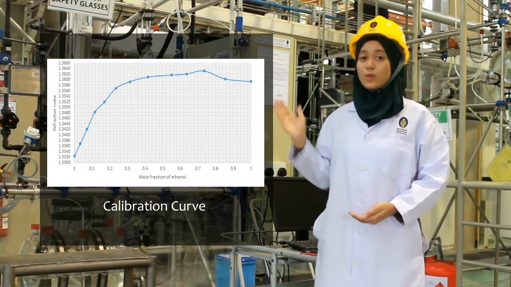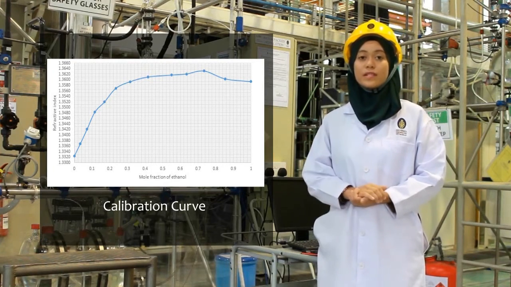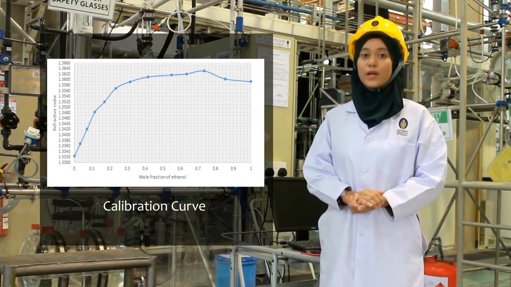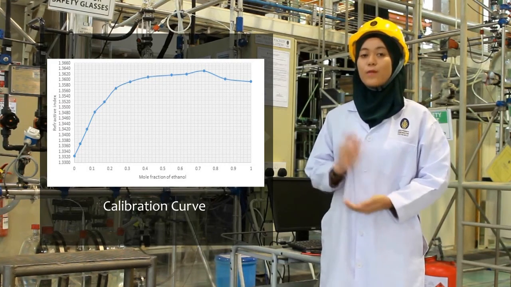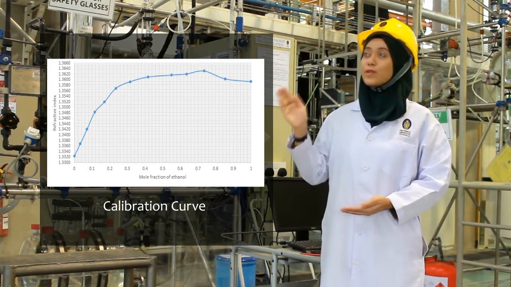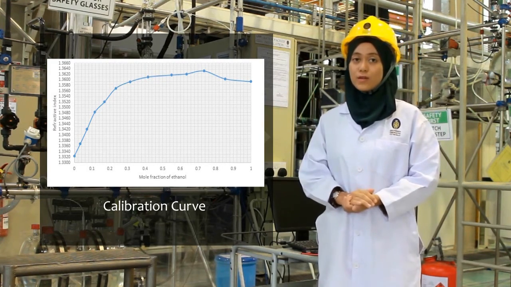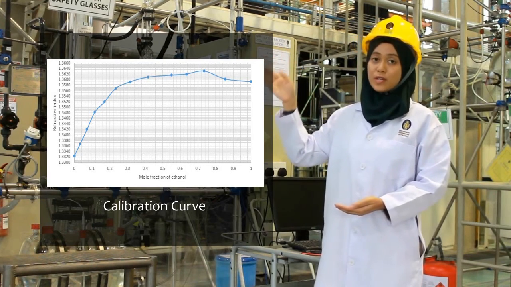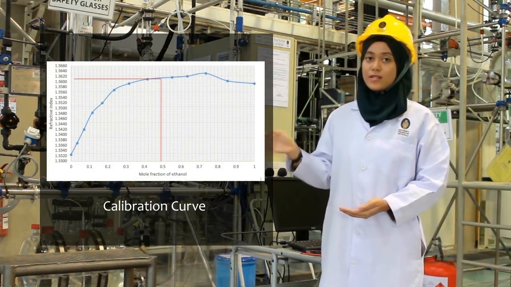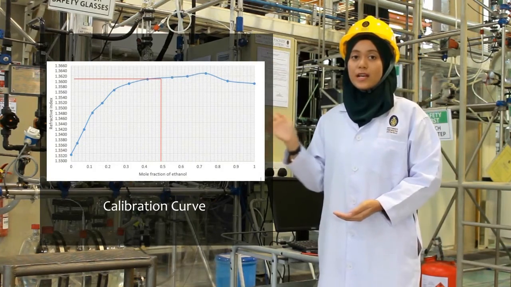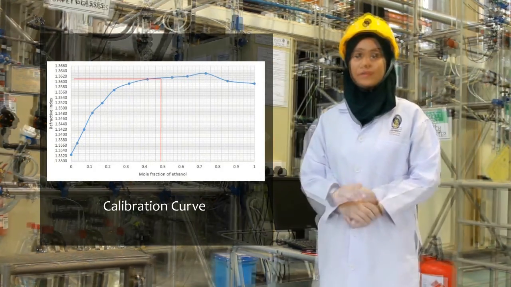This graph demonstrates how to measure the mole fraction of ethanol by using the calibration curve. For example, when we know the refractive index for the ethanol, we can use the calibration curve and then see the value of the mole fraction of the ethanol.